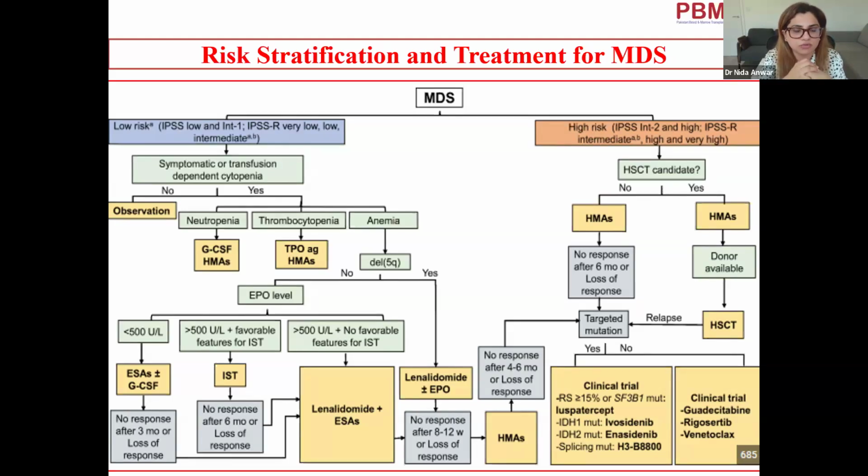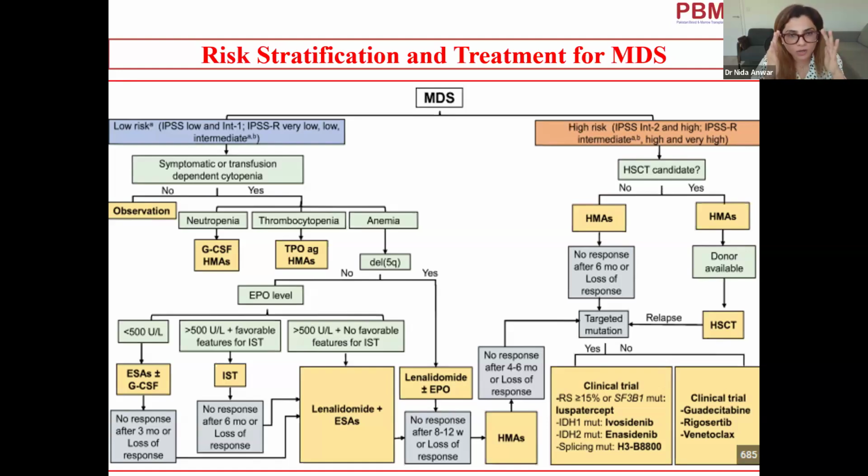When it comes to isolated thrombocytopenia and the patient is symptomatic, the options are thrombopoietin analogs, that is eltrombopag and romiplostim. If the patient doesn't respond, then there's an option of hypomethylating agents. Isolated neutropenia per se is not an indication for treatment. However, if the patient has symptomatic neutropenia, that is a history of recurrent infections, then that is the chunk of patients who are to be given GCSF and hypomethylating agents.